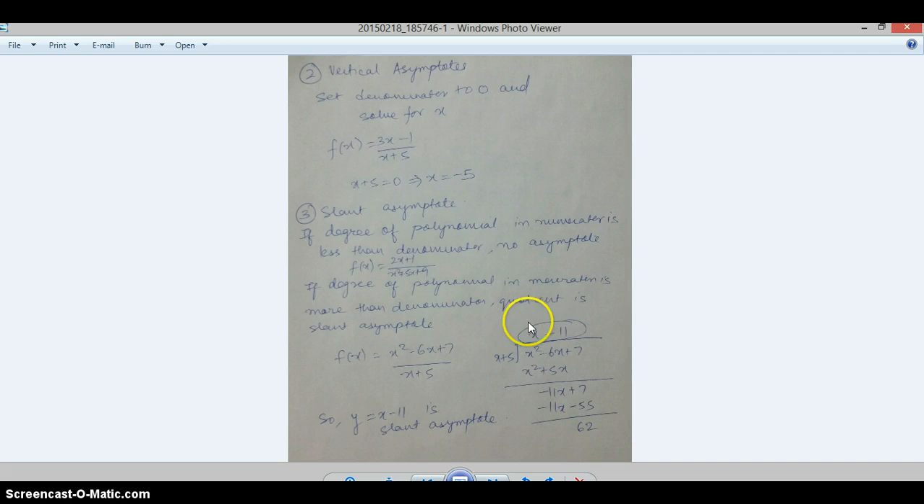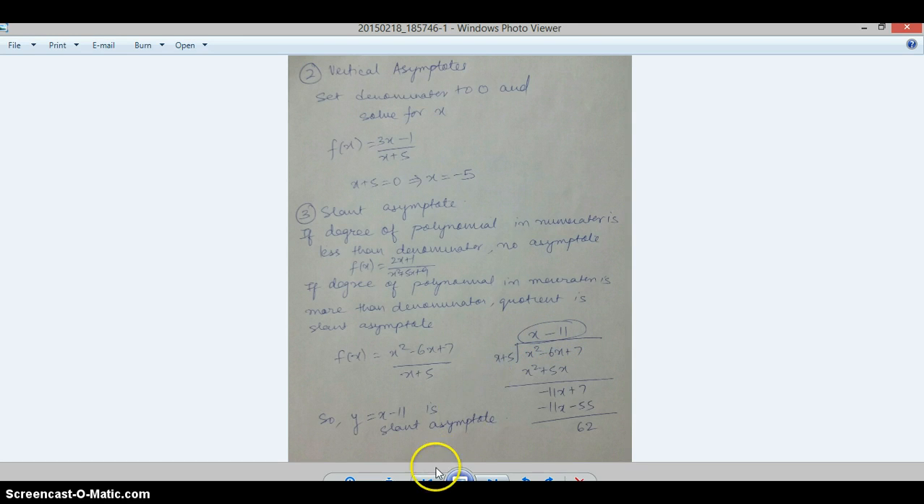If there is no remainder, then there is a perfect division and your f(x) would be equal to some sort of a polynomial. So there would not be a slant asymptote. If there is a remainder, then only there would be a slant asymptote and the quotient becomes your slant asymptote.